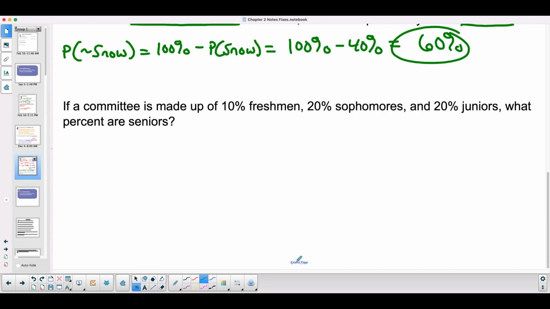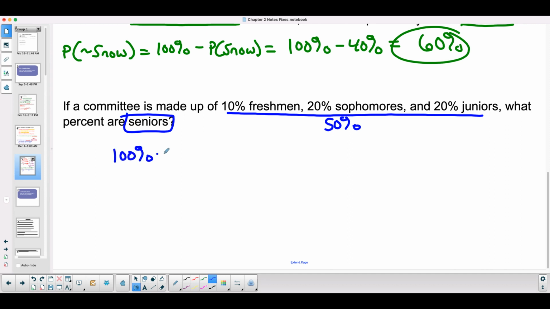If a committee is made up of 10% freshmen and 20% sophomores and 20% juniors, that's 50% so far if you add all that up. What percent are seniors? Well, if that's the only category left, correct? So freshmen, sophomores, juniors, the only category that's left is seniors. So the seniors have to make up the rest of that 100%. So it's 100% minus the percentage of all of the rest of the classes. So this committee must be 50% seniors.